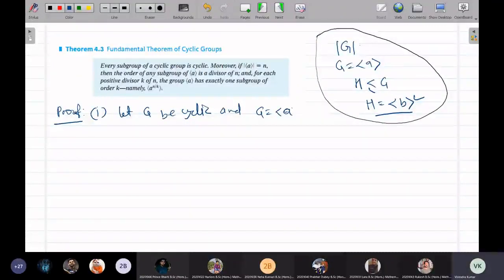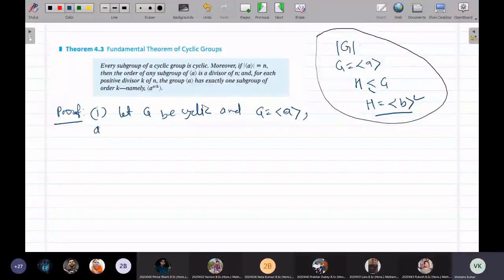So let G be cyclic, and suppose that G is generated by A. Of course, if G is cyclic, then there should be some generator, and that generator I am assuming is A.